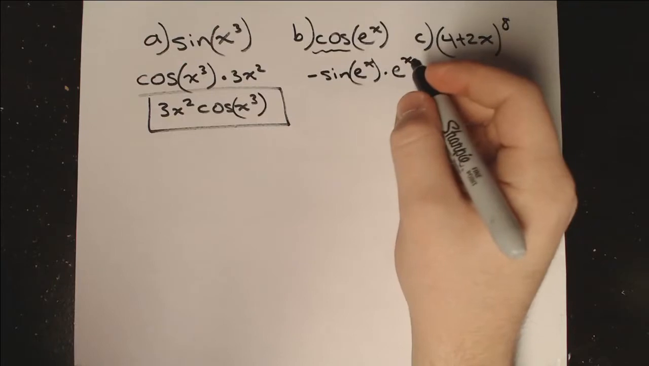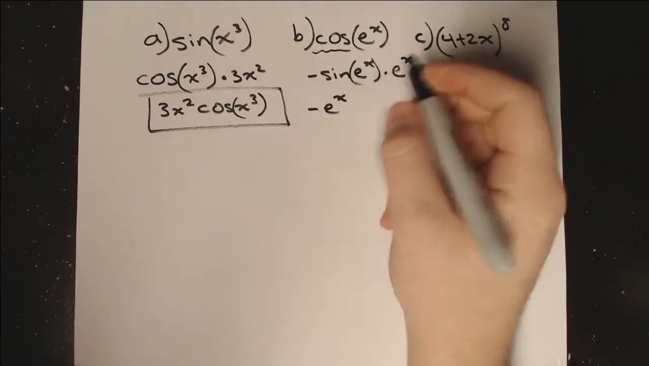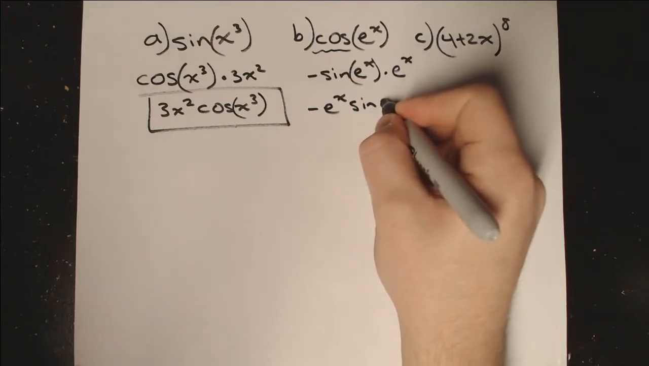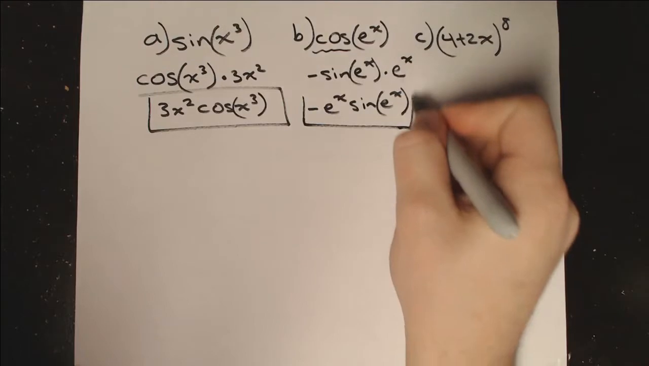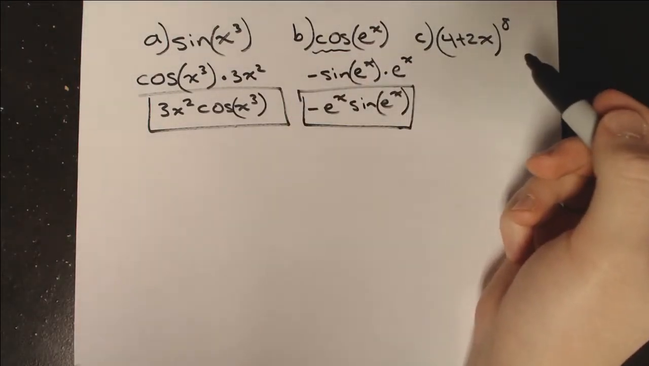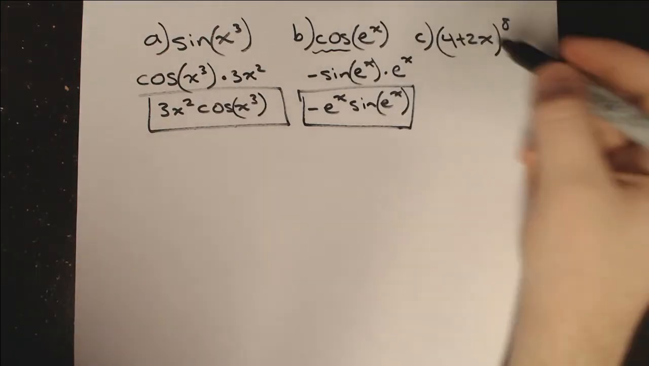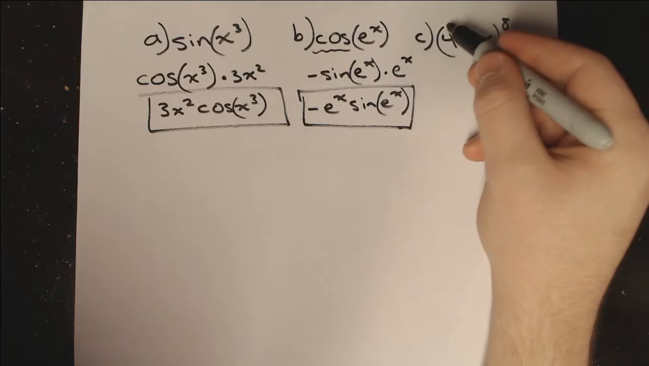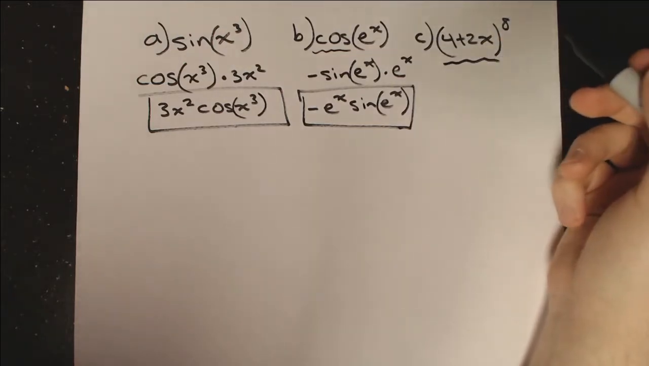And then I like to move that term to the front there. So we'll say this is negative e to the x sine e to the x. That's our final answer for B. And then chain rule we can also use for things that don't involve trig functions. So in this case, our outer function is going to be something, which is our inner function, to the 8th power. So we have something to the 8th power. In this case, it's 4 plus 2x.